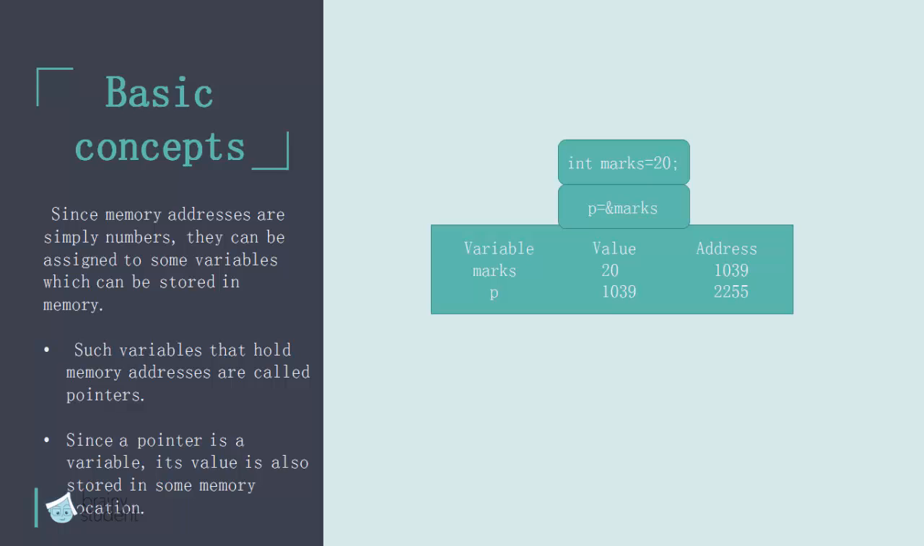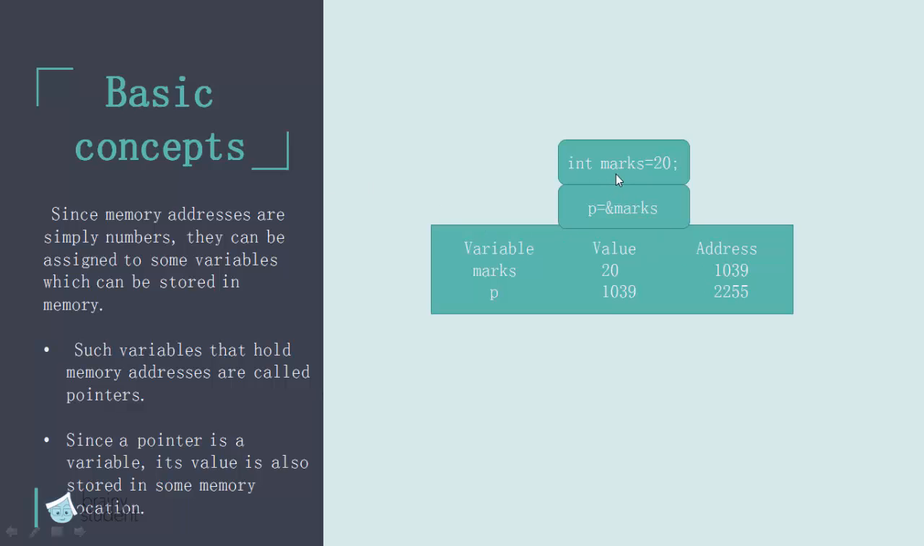Fine. Since a pointer is a variable, its value is also stored in some memory location. Every variable will have an address. Every variable, if you assign a value, will have a value, and that value will be stored in some memory location. And a pointer is a variable whose value is the address of some other variable. Then also that pointer variable will be stored at some memory location. Fine. So let's clear this with the help of an example.